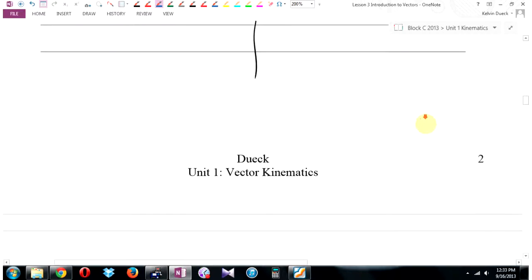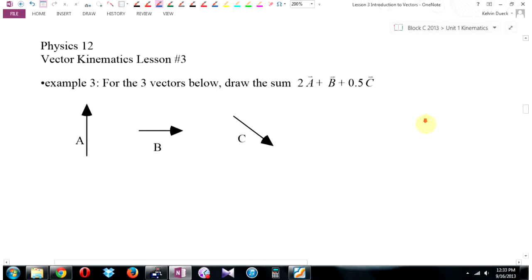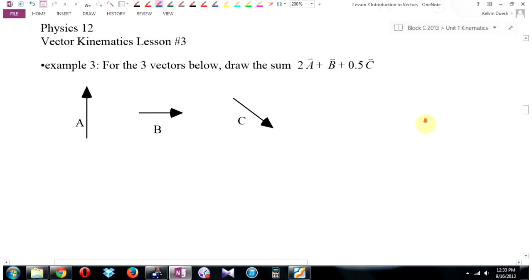Turn the page. For the 3 vectors below, draw 2A plus B plus 0.5C. How many vectors are they asking us to add here? 3. So you ready? How do I add 3 vectors together?